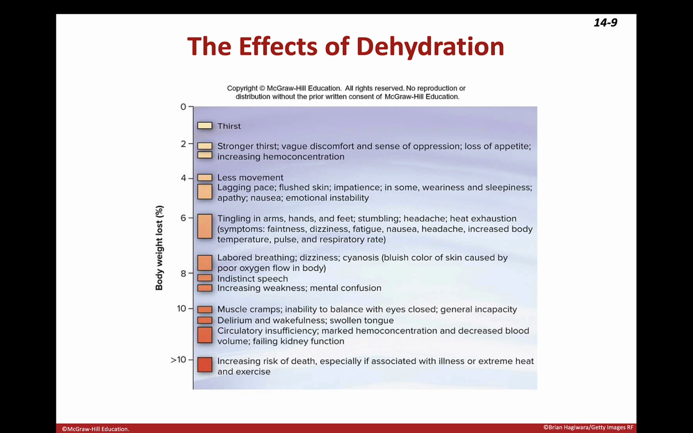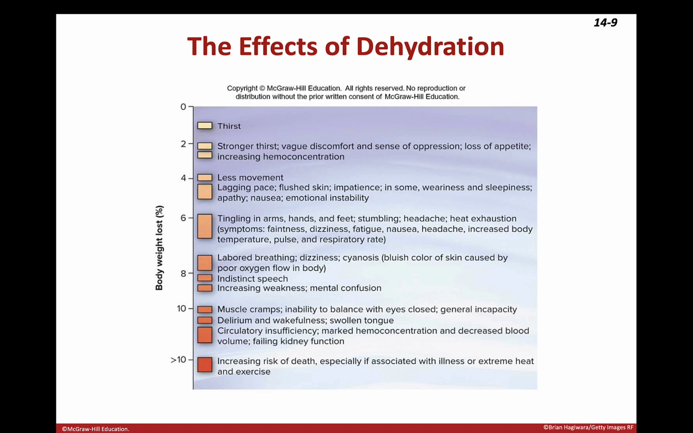As it progresses, we're starting to see less movement. Our pace will be much slower. Skin will start to flush, probably be impatient. Some individuals may actually be tired and feel sleepy. An overall feeling of apathy. There is a potential for nausea and also emotional instability. So that's what we expect with about 4% body weight loss.